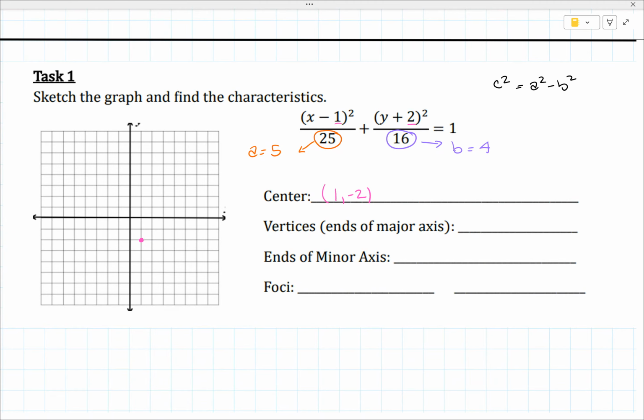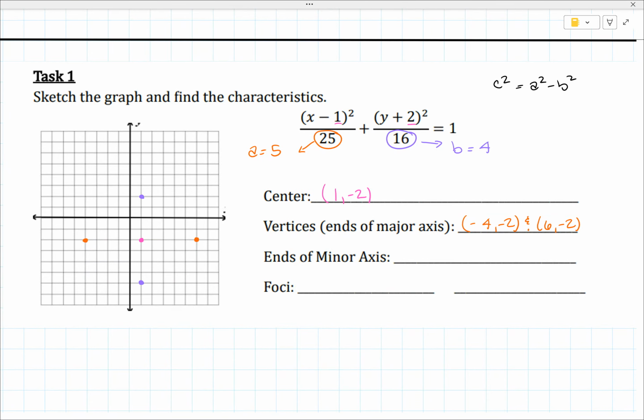I'm going to do the vertices first. So vertices of the major axis, that's going to be the larger one. Since a is bigger, that is going to be our major axis. So I'm going to go left and right 5. 1, 2, 3, 4, 5. And that's going to be the vertices of the major axis, the larger one. So (-4, -2) and (6, -2). For the minor axis, we go up and down 4 from our center.